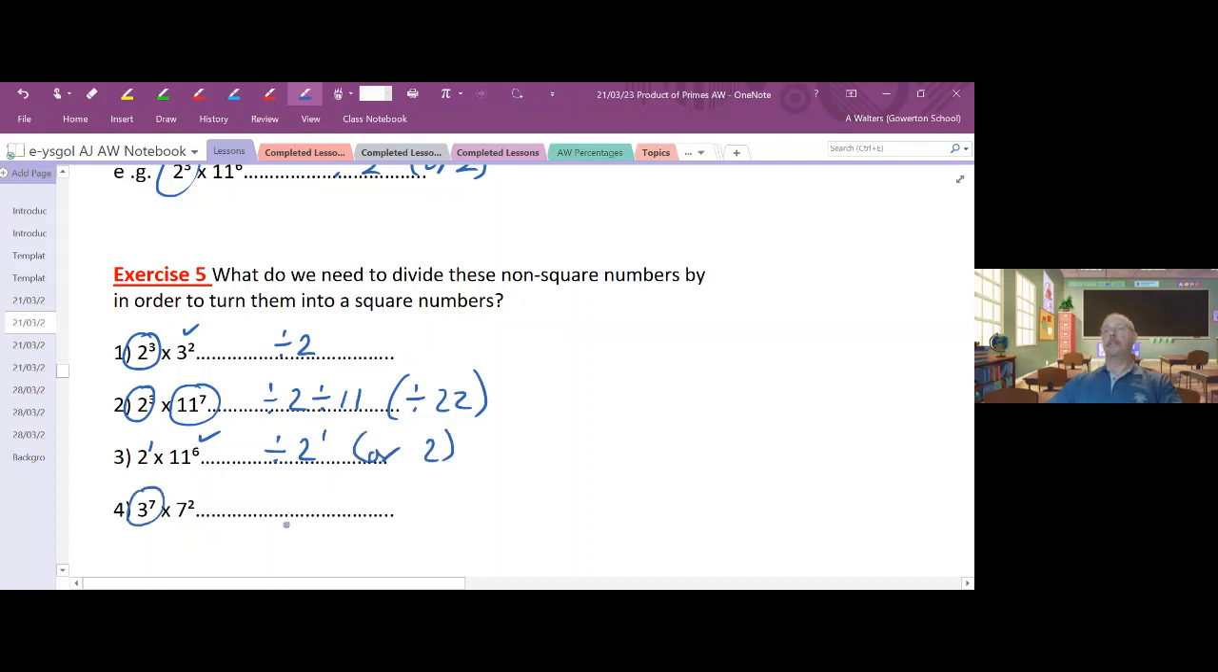That is the one I need to divide by 3 to bring me down to, or 3 to the 1 or 3 to bring it down to 3 to the 6. I'm happy with the 7 squared. Okay, so that brings an end to that section.